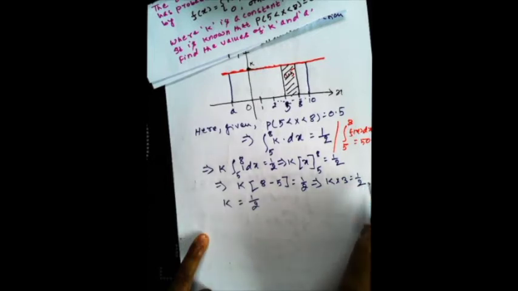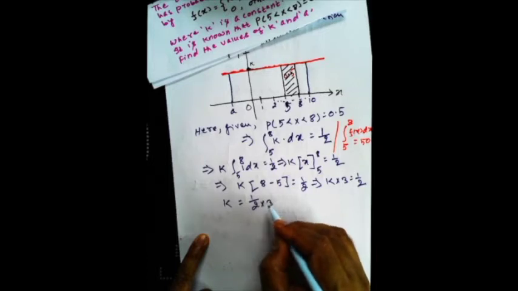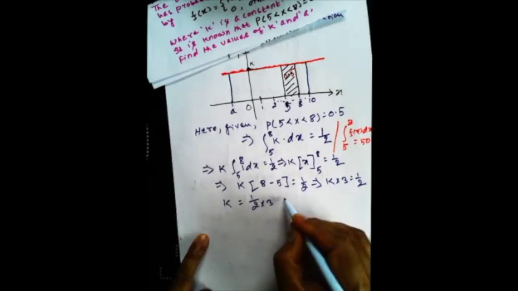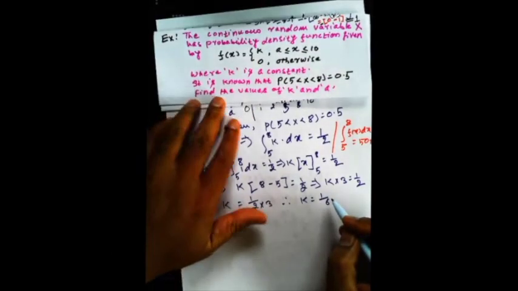If you transpose to the right, it will go to divide. Here it is multiplied by 3, so it is divided, and therefore we have the value of k as 1 by 6. Now we have already obtained the value of k.